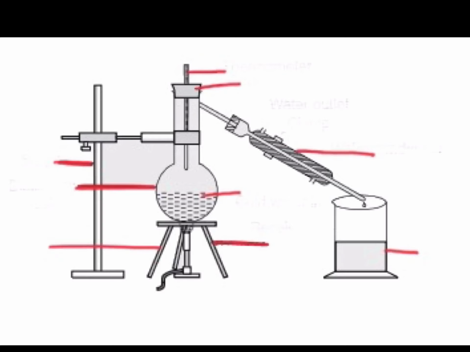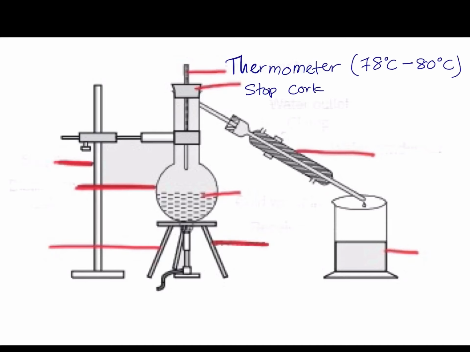The first one we focus on at the top is the thermometer. The thermometer's function is to record the boiling point of the ethanol or the alcohol. Normally the boiling point is around 78 degrees Celsius or sometimes up to 80 degrees Celsius. Next, we have the stopcock. This one is to maintain the solution in the round bottom flask from spillover.